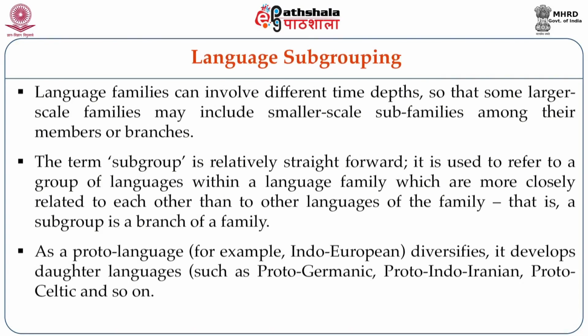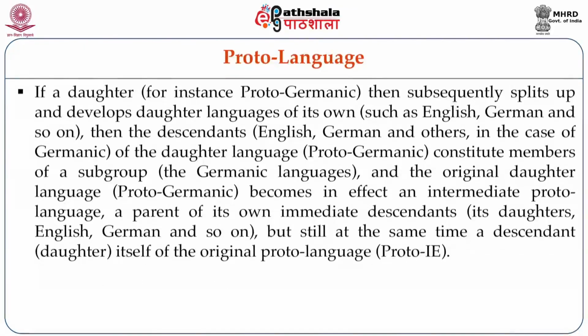As a proto-language, for example, Proto-Indo-European, diversifies, it develops daughter languages such as Proto-Germanic, Proto-Indo-Iranian, Proto-Celtic, and so on. If a daughter, for instance Proto-Germanic, then subsequently splits up and develops daughter languages of its own, such as English, German, and so on, then the descendants, like English, German, and others, of the daughter language, that is Proto-Germanic, constitute members of a subgroup, the Germanic languages.